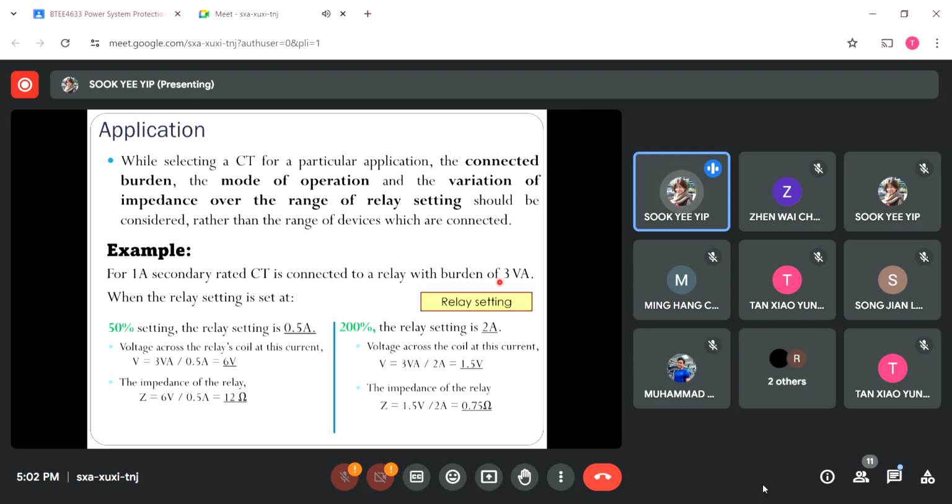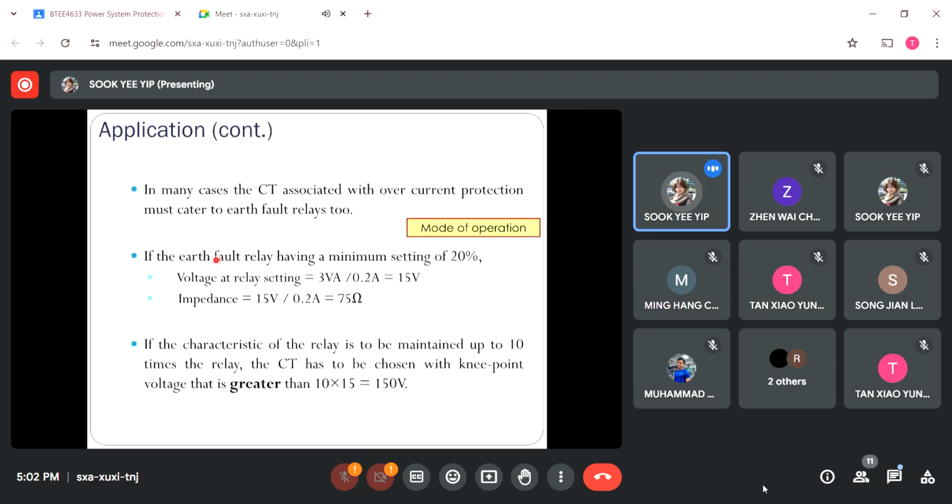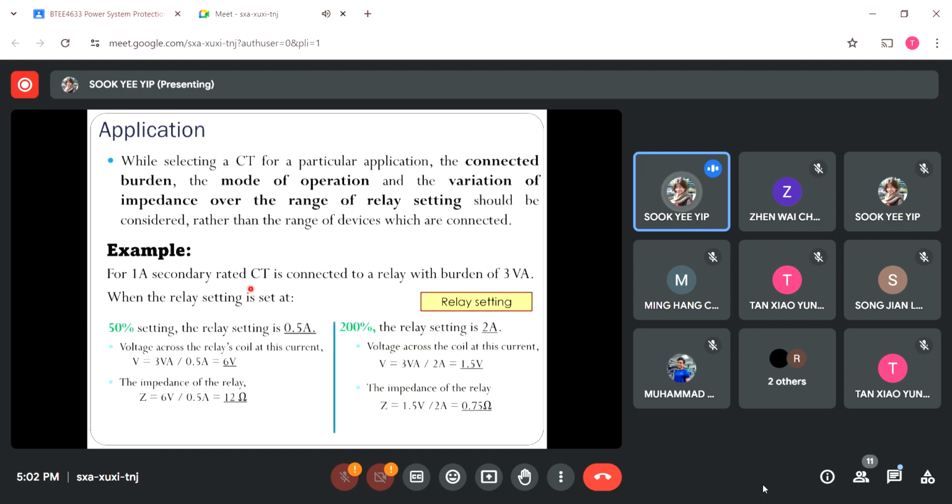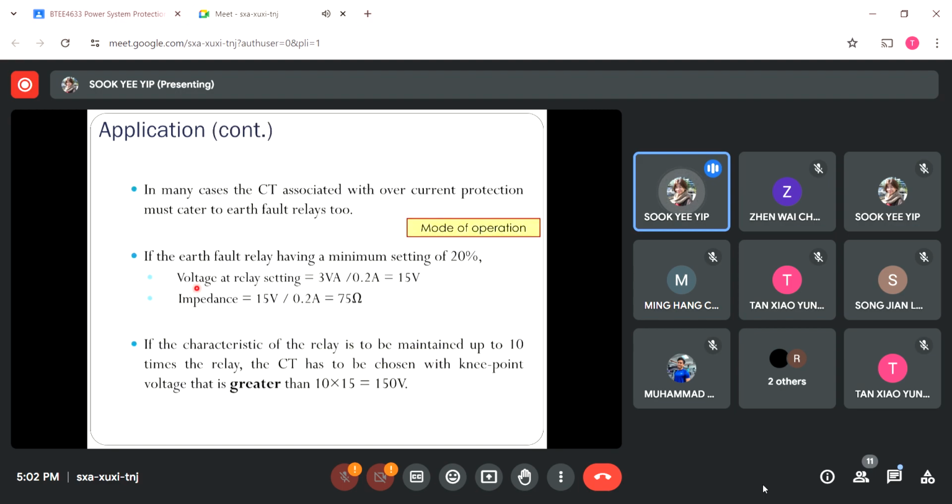So just now, this slide said that if I have the earth fault relay set to pick up at 20%, then 20% of rated current at the secondary side of the current transformer, with 1 ampere, is actually 0.2 amps, right? So this 0.2 amp will flow through this earth fault relay operating coil. So this is the burden in terms of apparent power for the earth fault relay. I want to find the voltage drop across this earth fault relay under this 20% setting.